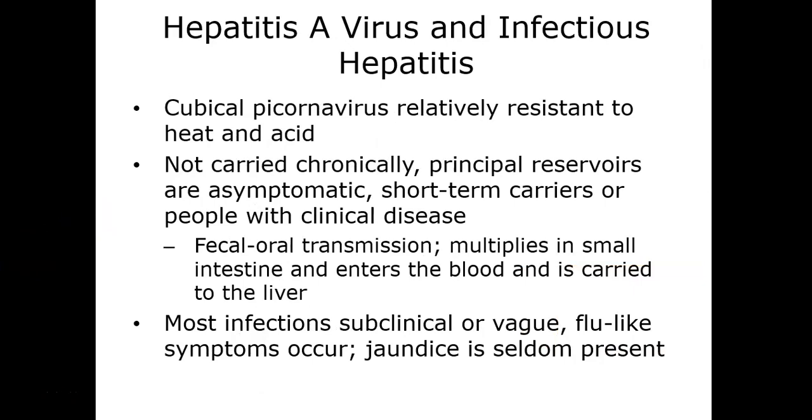Hepatitis A, we mentioned earlier, is very similar to hepatitis E and is very different from hepatitis B and C in the fact that it is fecally orally transmitted, and most folks are asymptomatic reservoirs. So they don't even know that they have the disease. There's no clinical disease. The virus multiplies in the small intestine and can enter the blood and be carried to the liver. We mentioned that most cases are subclinical or vague. Sometimes there are flu-like symptoms. Jaundice usually does not occur like we see with hepatitis B and C.